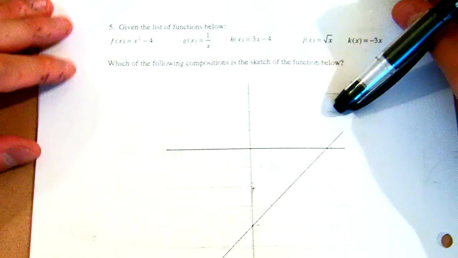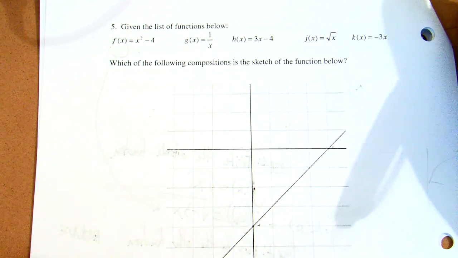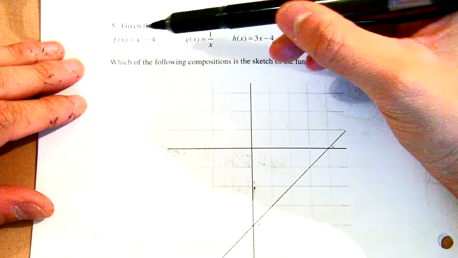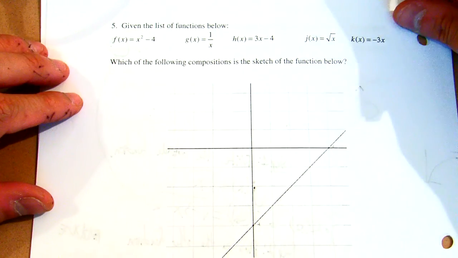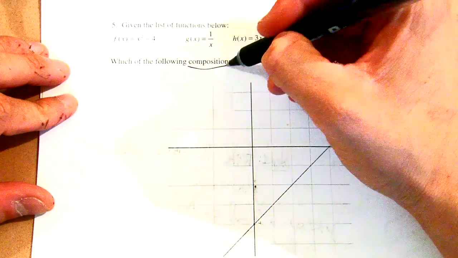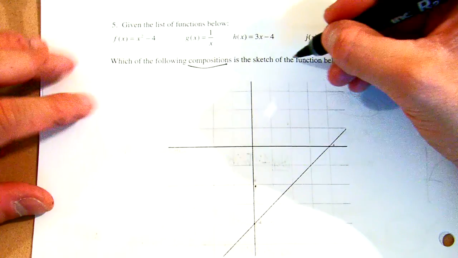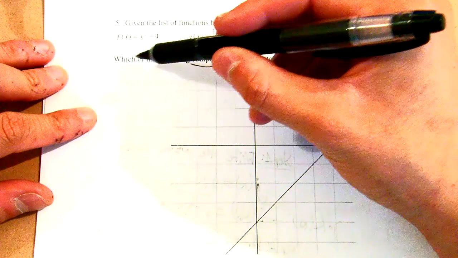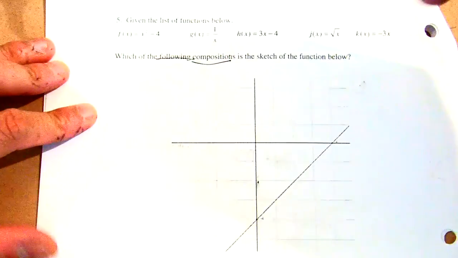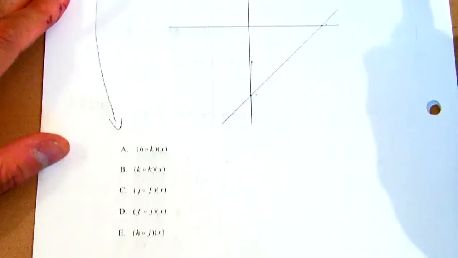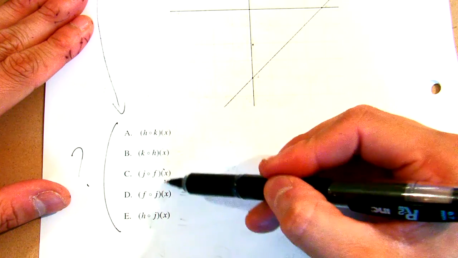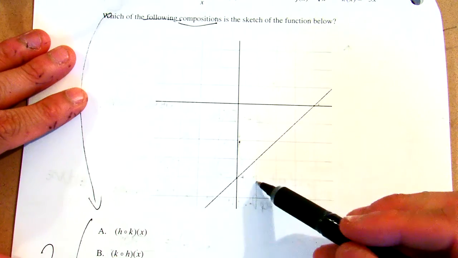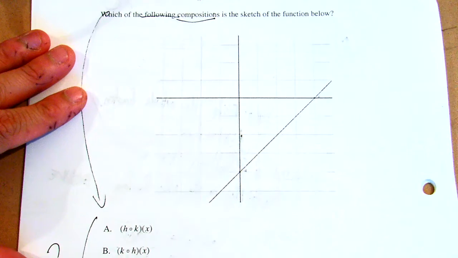Alright folks, so here we are, and we're looking at question 5 on the practice test now. It says, given the list of functions below, we have f of x, g of x, h of x, j of x, and k of x here. Which of the following compositions, so remember that means one inside the other, is a sketch of the functions below? When it says which of the following compositions, it's talking about these here. So it's asking you basically which one of these is going to give you this picture here. Right? So which one of these, when I put them, is going to give me this picture.